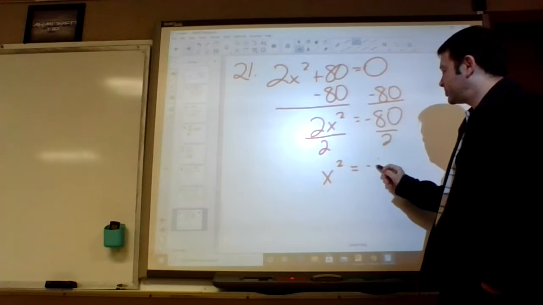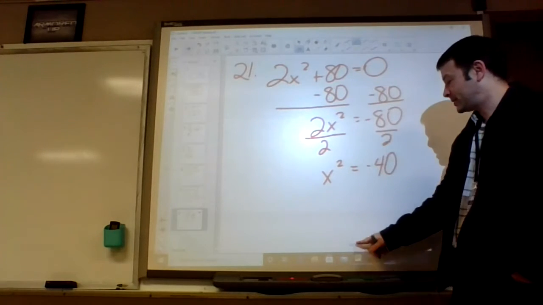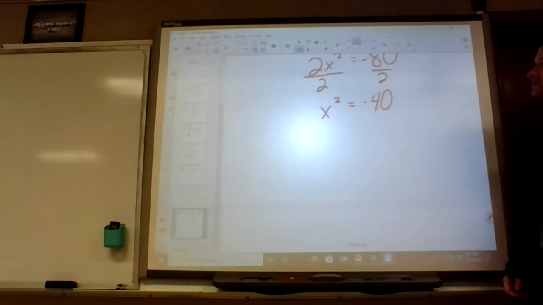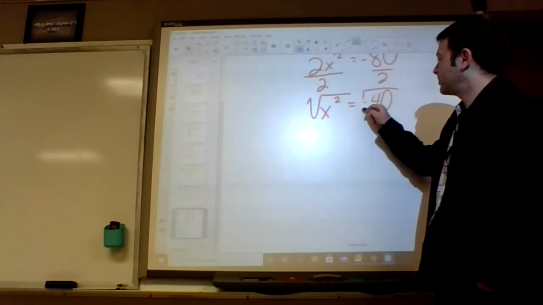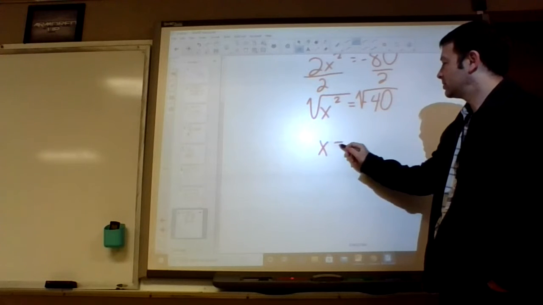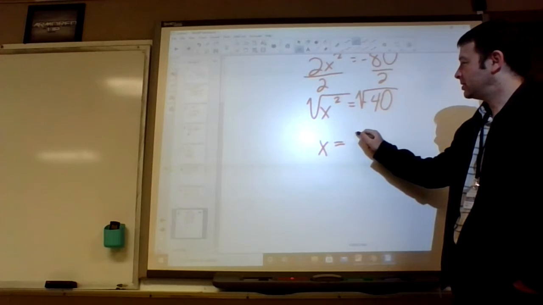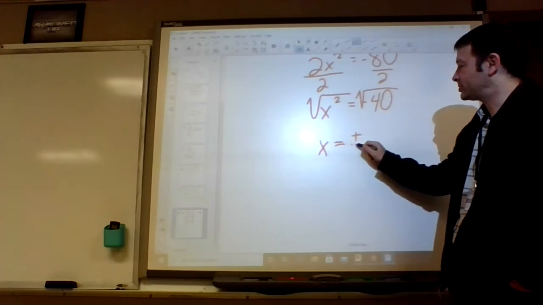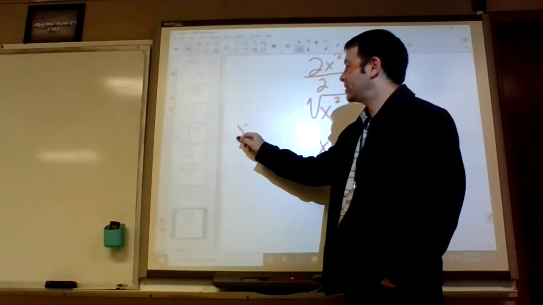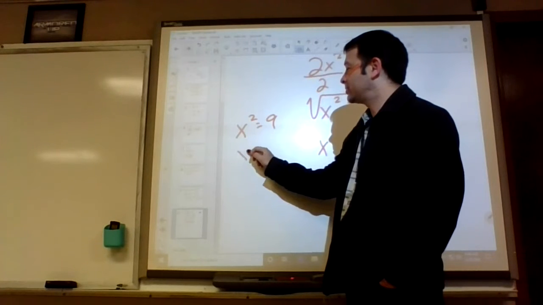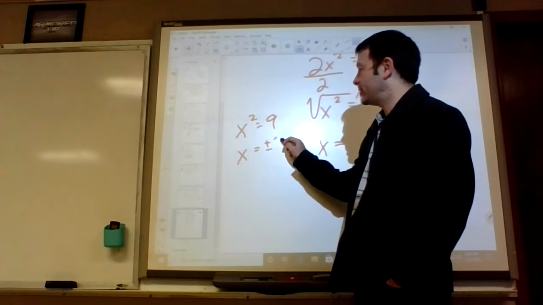Been a little while since we did this lesson. You guys remember what comes next? Oh yeah, you square root both sides, right? Square root of both sides, but what else happens? You have to simplify the negative 40. Well, you do, but it's always plus or minus when you use the square root trick. That's right. For example, if you had x squared equals 9, the answer would be plus or minus 3.